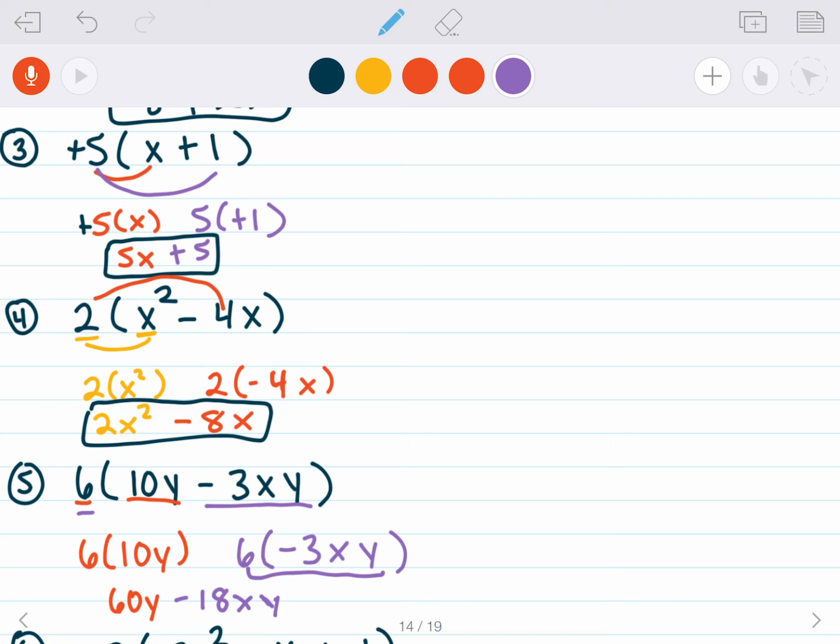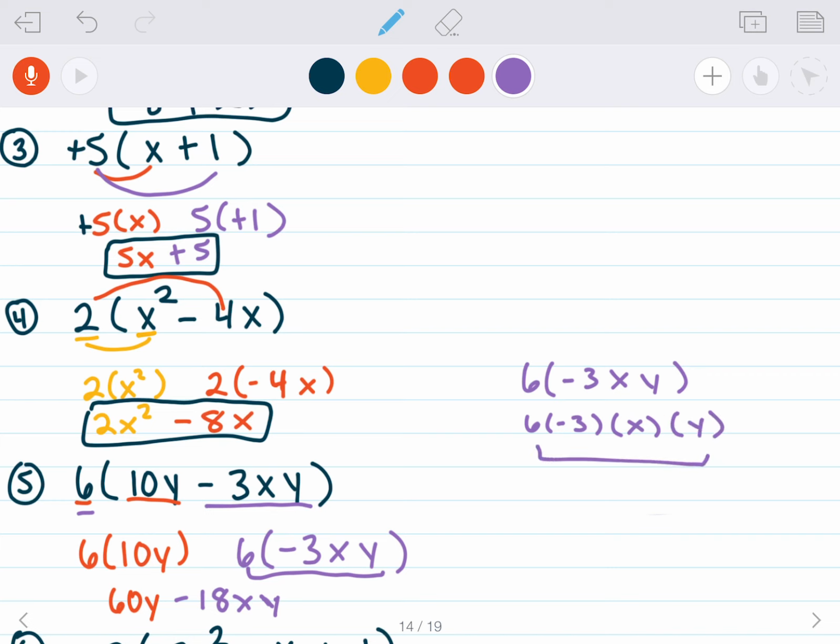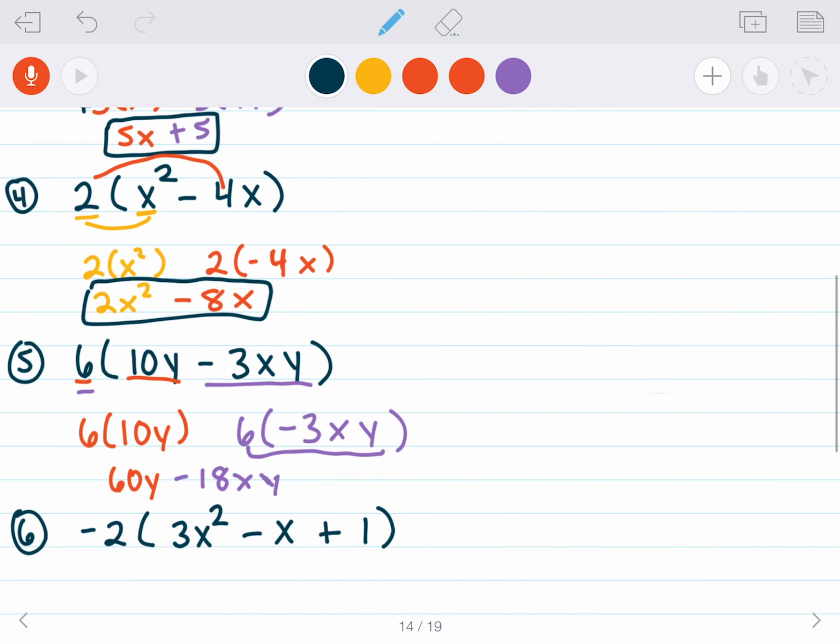Again, I'm not distributing, right? I'm just multiplying, because you see this right here is very different from something like this. This I would have to distribute, okay, because of those plus signs in between. But for this, I can just say, well, this is all just one thing being multiplied. 6 times negative 3 times x times y. Do you see why the distributive property doesn't apply here? Okay. So this is my answer.